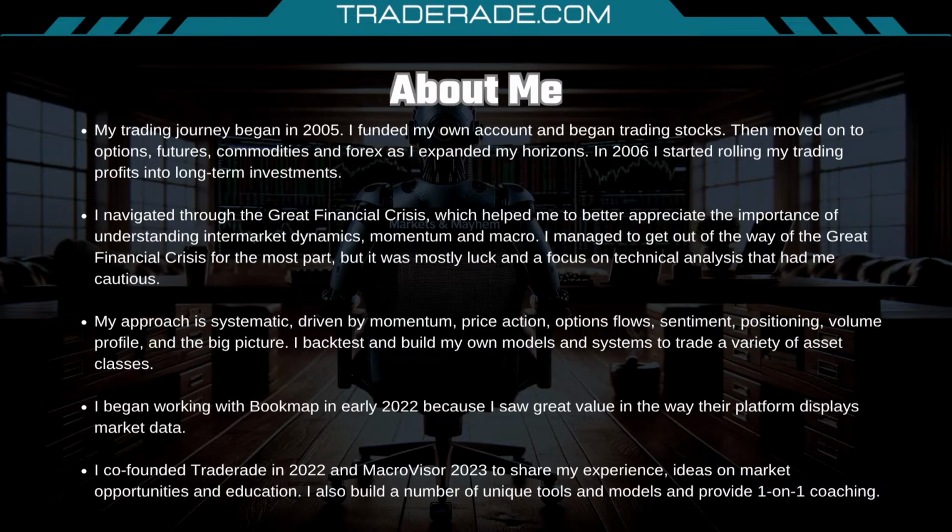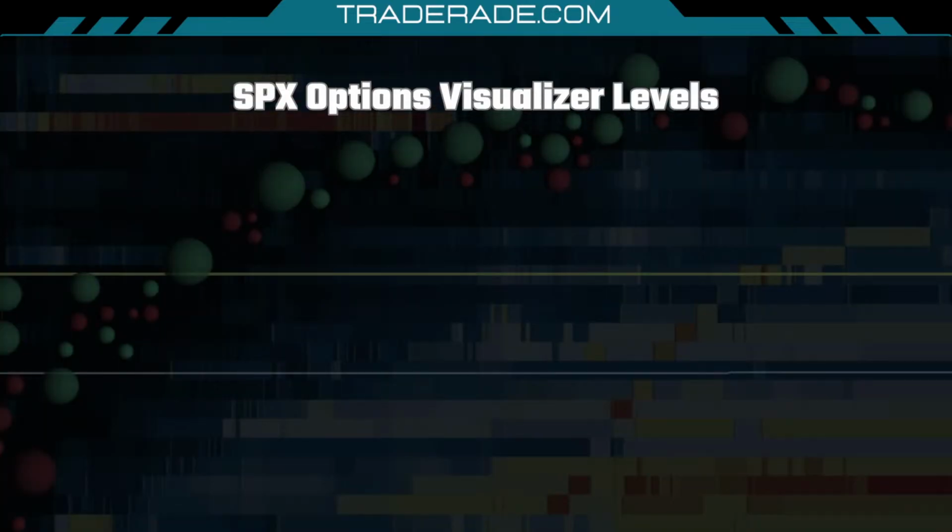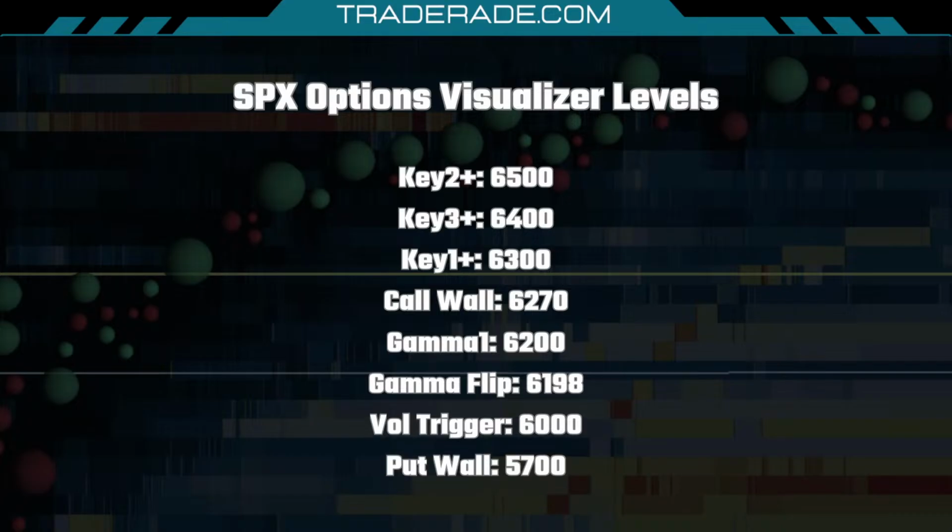And so we're going to move right into some of the options levels that we have here. This is from the SPX Options Visualizer. And I would say for today, the big level that I'm really watching again is this 6,300 on SPX. We're trading right above it, so we're kind of wall hopping into the market open, which is 22 minutes away.